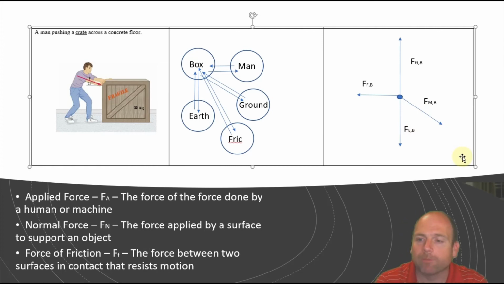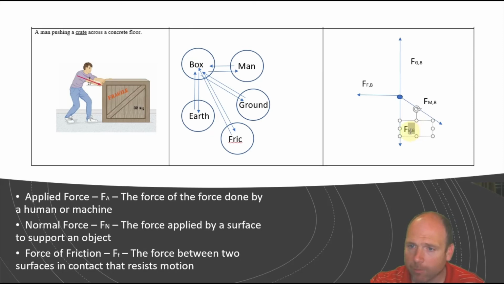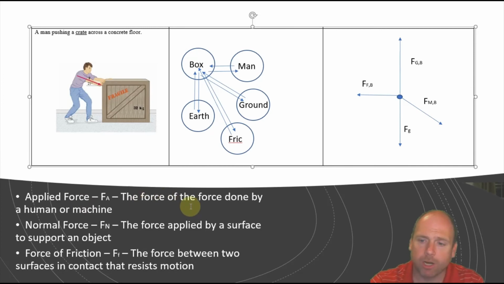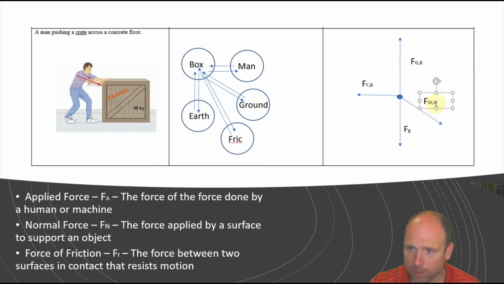But again, the point of today is to change these forces, the way we've been labeling their object names, into what physics calls them. So first one is Earth on box. That one we already said was G for gravity. But now we've got some new forces. So the first force is called applied force. Applied force is any force done on an object by a human or a machine, and maybe an animal or something. But it's a force done by a human or machine. So that's the one pushing down at an angle, and so we'll label that one Fa for applied force.